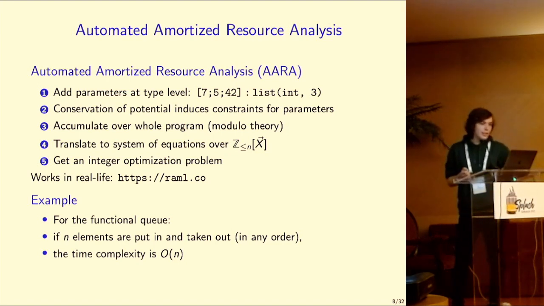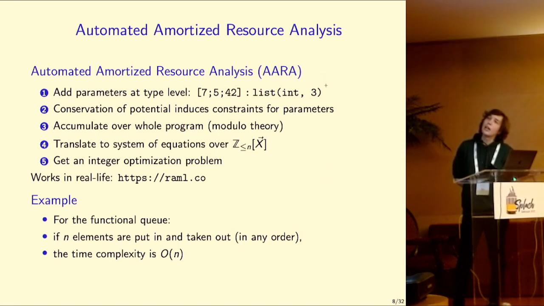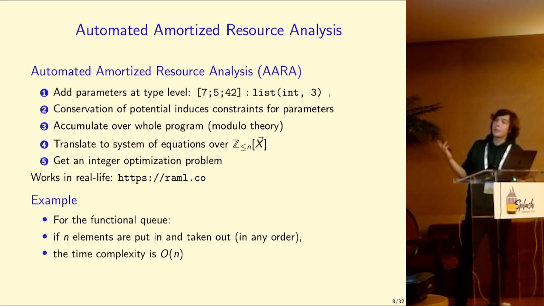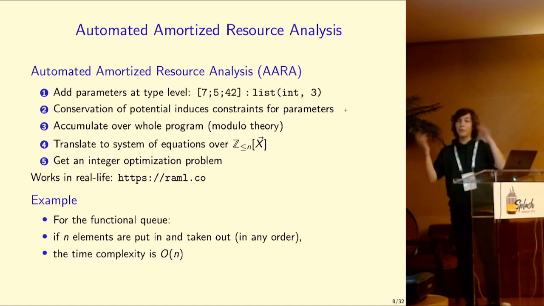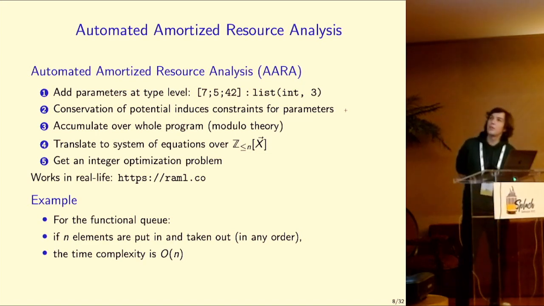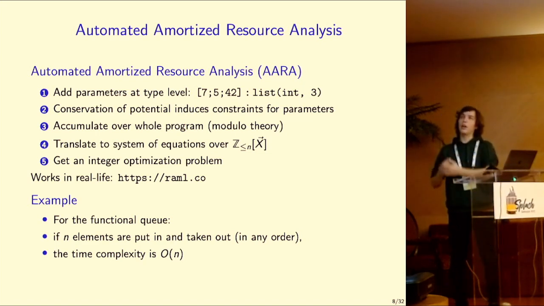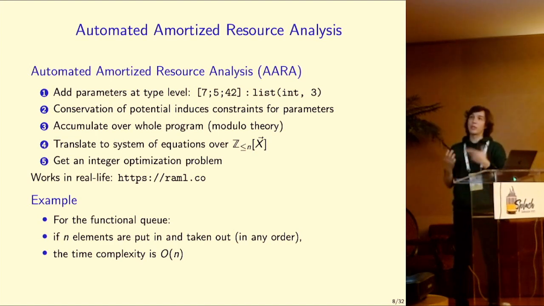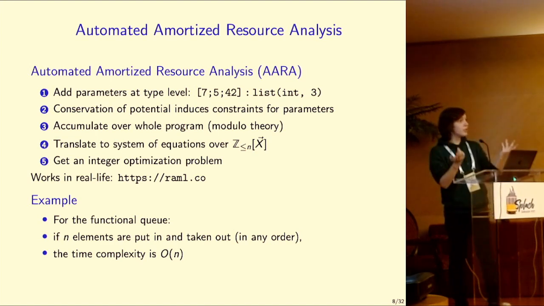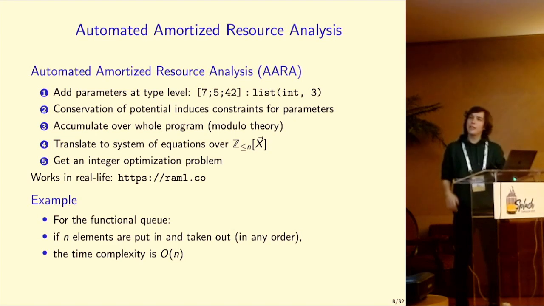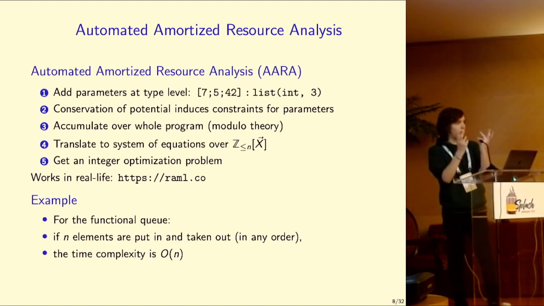The idea is to enrich the typing disciplines on functional languages with parameters at type level to represent length and size. Here, this list of 3 integers has length 3, and that's indicated in the types. So preserving the amount of resources allocated in the program gives you a constraint on those type level parameters at each point in the program. And you can accumulate those and eventually get a program-wide constraint on parameters.